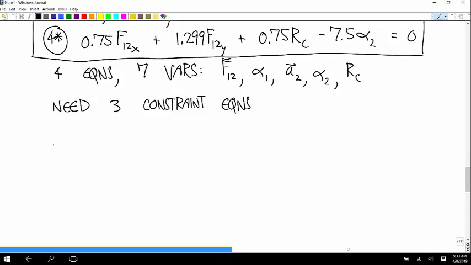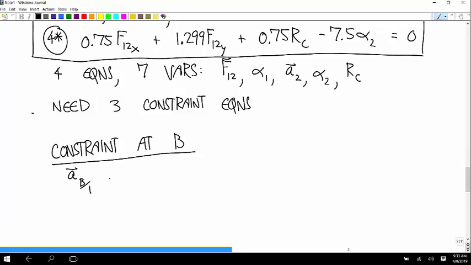Okay, so first I'm going to do the constraint at B. And that just says that the acceleration at B, according to member 1, has to be equal to the acceleration at B, according to member 2. So we have to calculate the acceleration according to each of these 2 members. And then once we get these expressions, we'll set them equal. Any questions about where we're going? Okay, so first, member 1.